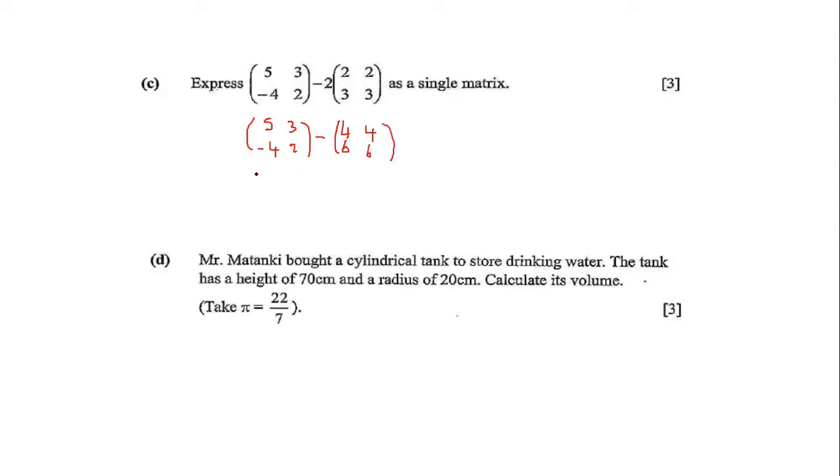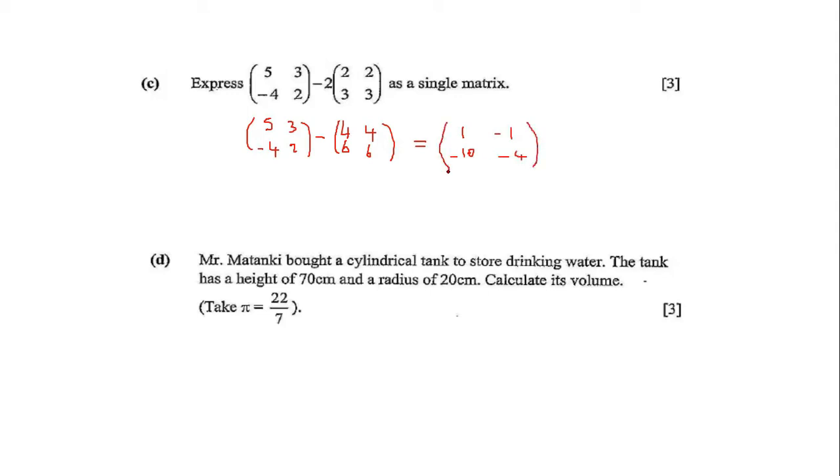And then the next thing that you're going to do is you're going to be saying 5 minus 4. So 5 minus 4 will give us 1. Then 3 minus 4 will definitely give us negative 1. Then negative 4 minus 6 will give us negative 10. Then 2 minus 6 will give us negative 4. So this is our answer there.